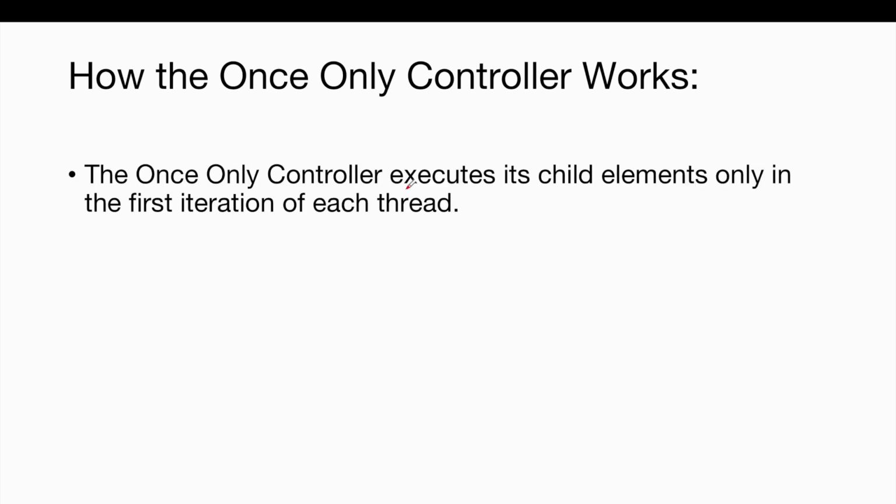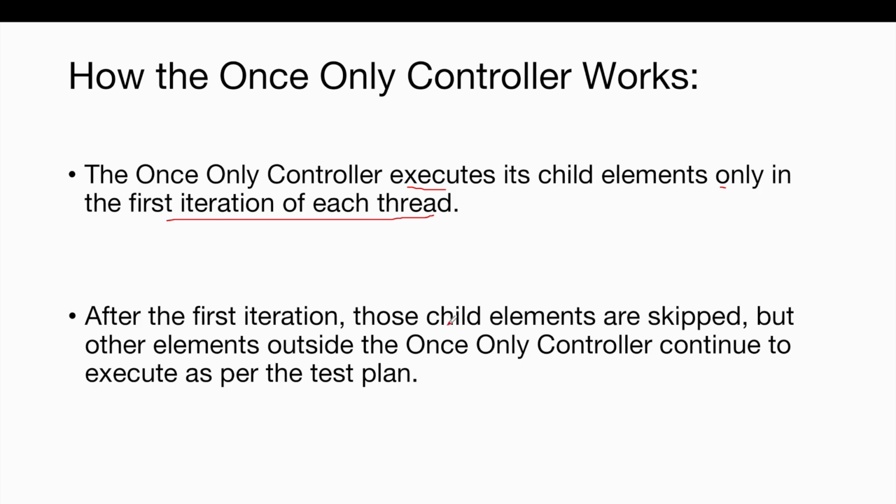The Once Only Controller executes its child elements only in the first iteration of each thread. After the first iteration, those child elements are skipped, but other elements outside the Once Only Controller continue to execute as per the test plan. Whichever sampler is inside the Once Only Controller will execute in the first iteration and be skipped for the remaining iterations. If any element is outside the Once Only Controller, that will execute every iteration.